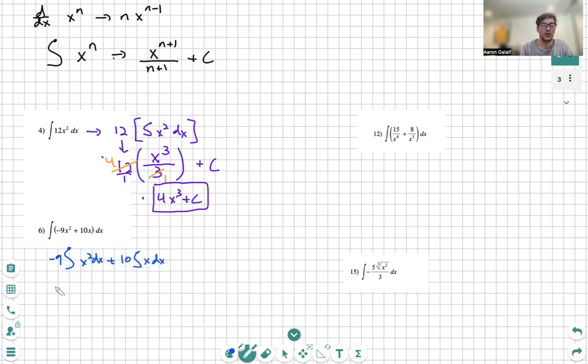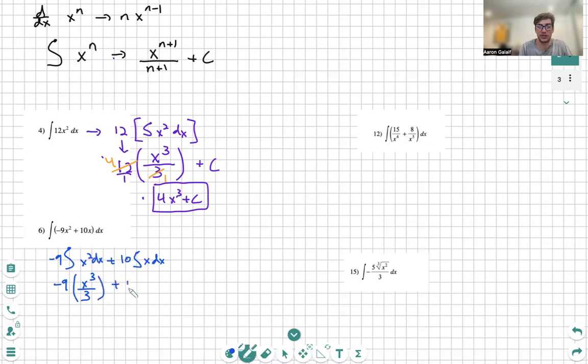Okay, so then now we're going to apply our integrals. We know the -9 is going to stay, so we're going to have our -9. The integral of x squared, add 1 to the 2 like we've done just above. 3, divide by that new exponent. That is that integral of x squared.